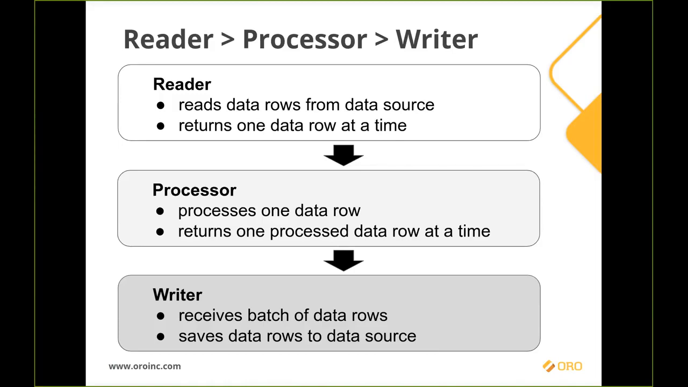So the reader reads the data source and returns only one row at a time and passes it to the processor. Then the processor, there are a lot of different processors, but the processor defined for this specific entity type processes this one data row, and returns it one row at a time to the writer. Writer receives a batch, and after the batch, it saves the data to the data source. Okay, so this is the abstract concept, and this is the same for both the import and the export of the entities.